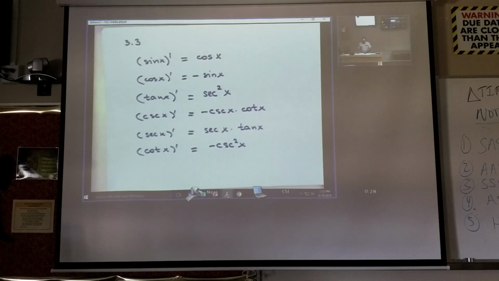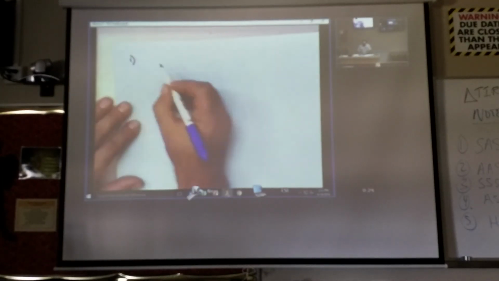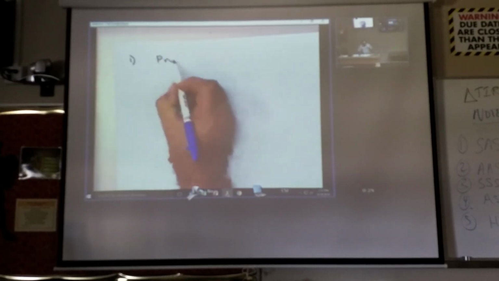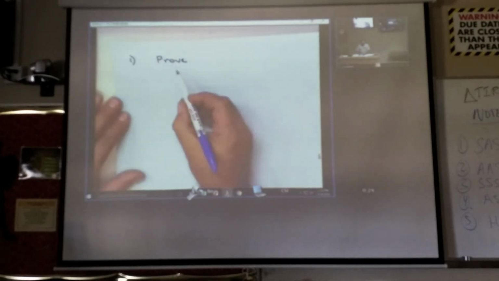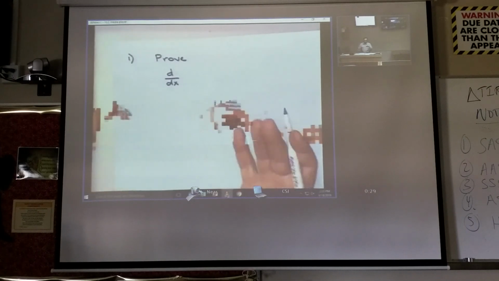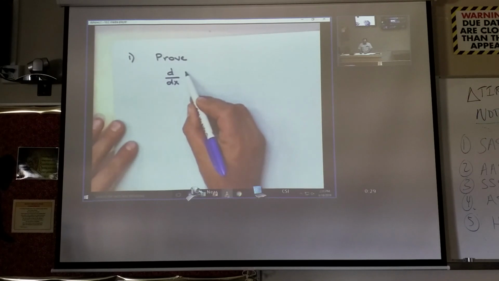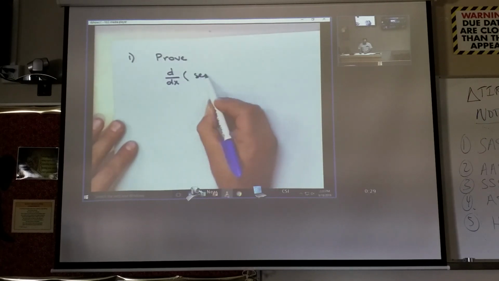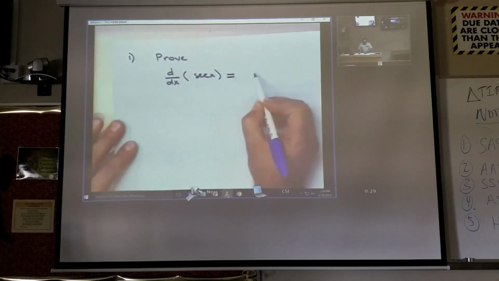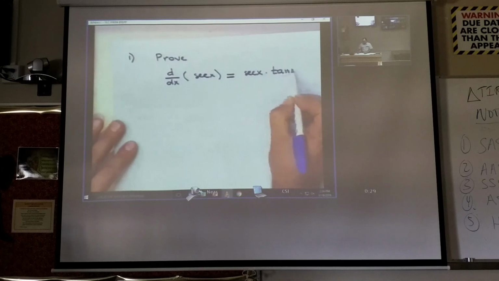So let's just take a look at the first problem. Keep these somewhere that you can just glance at them. But let's put example number 1: prove, and I'm going to use d over dx, like the book kind of used, but we know it's a prime, so we shouldn't have any problem recognizing this. So we're going to prove that the derivative of secant of x is secant of x times tangent of x.